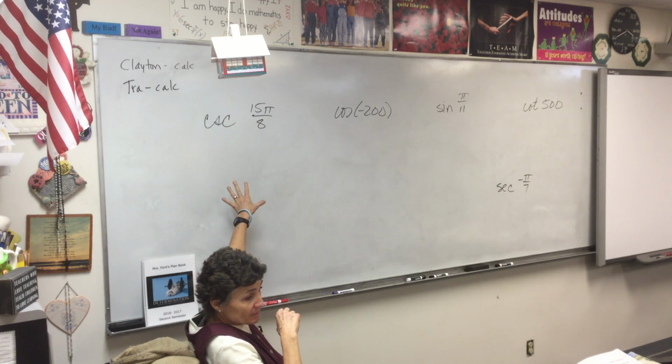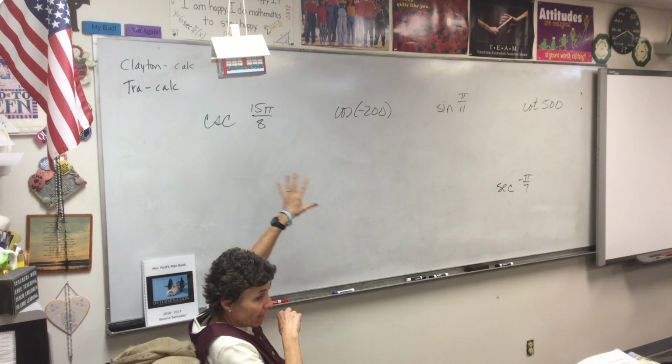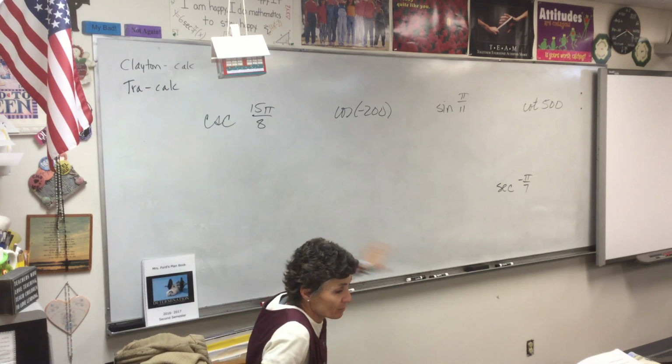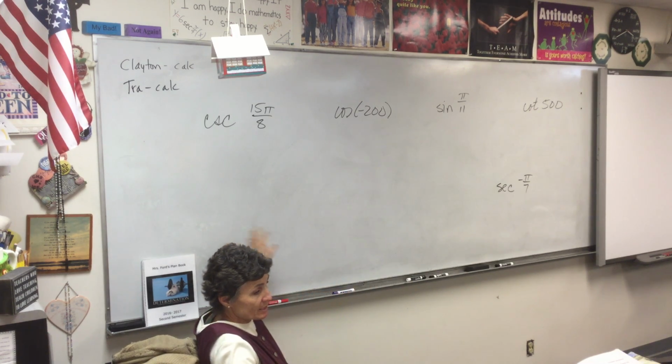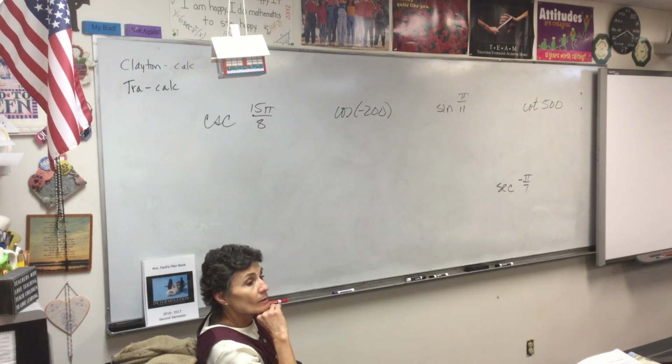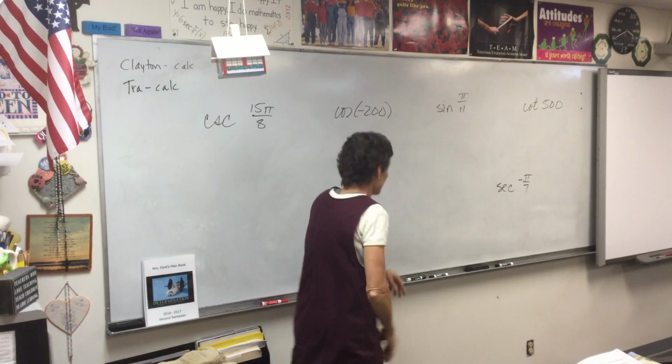You're doing cosecant 15 pi over 8, the first one you're doing. I did A, B, and C, so we're starting with C. I got positive for E. Negative over negative.